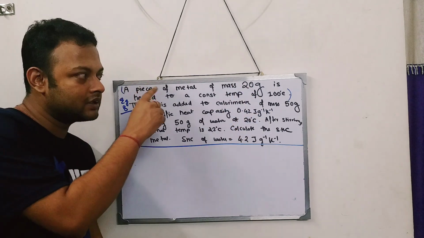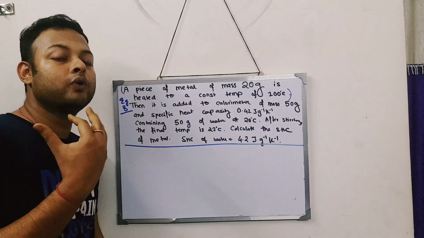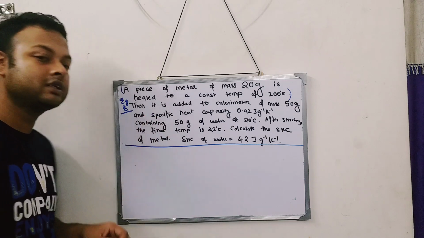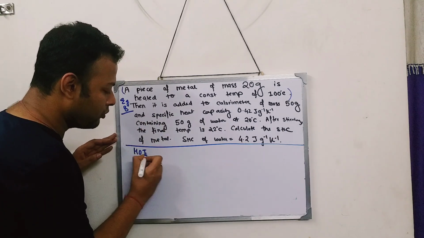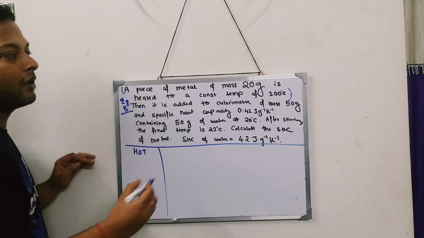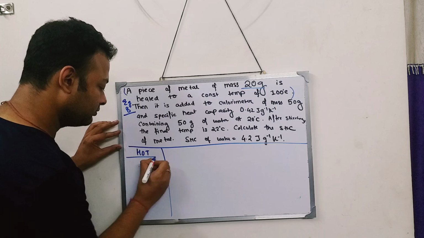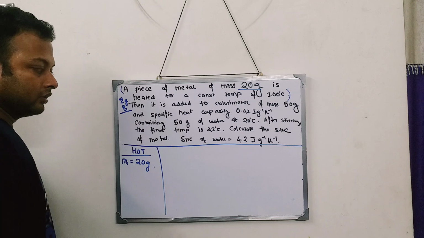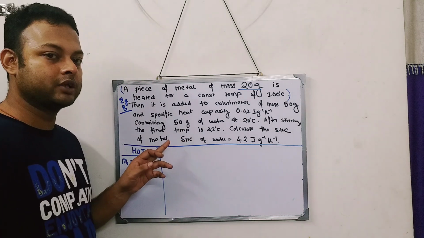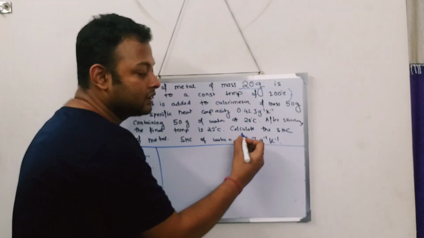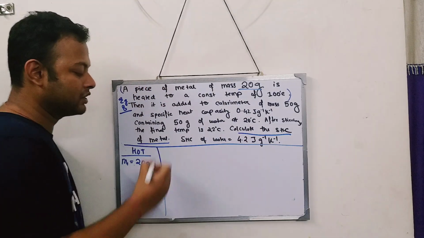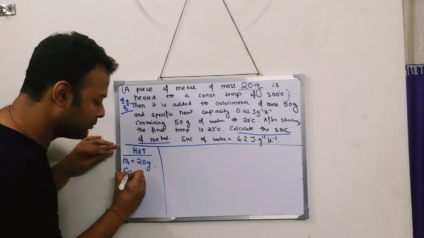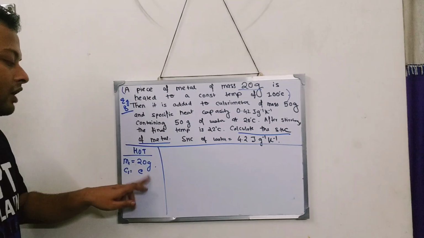So by reading the first two lines, what did you understand? Is this the hot body or the cold body? Think. It is heated, so heated means this is the hot body. And the mass of the hot body is given as 20 gram. Now, do I know the specific heat capacity of this body? No. Because if you read the last line, calculate the specific heat capacity of metal. So in the whole question I have to find the specific heat capacity, which we consider as C. I have to find the value of C only.